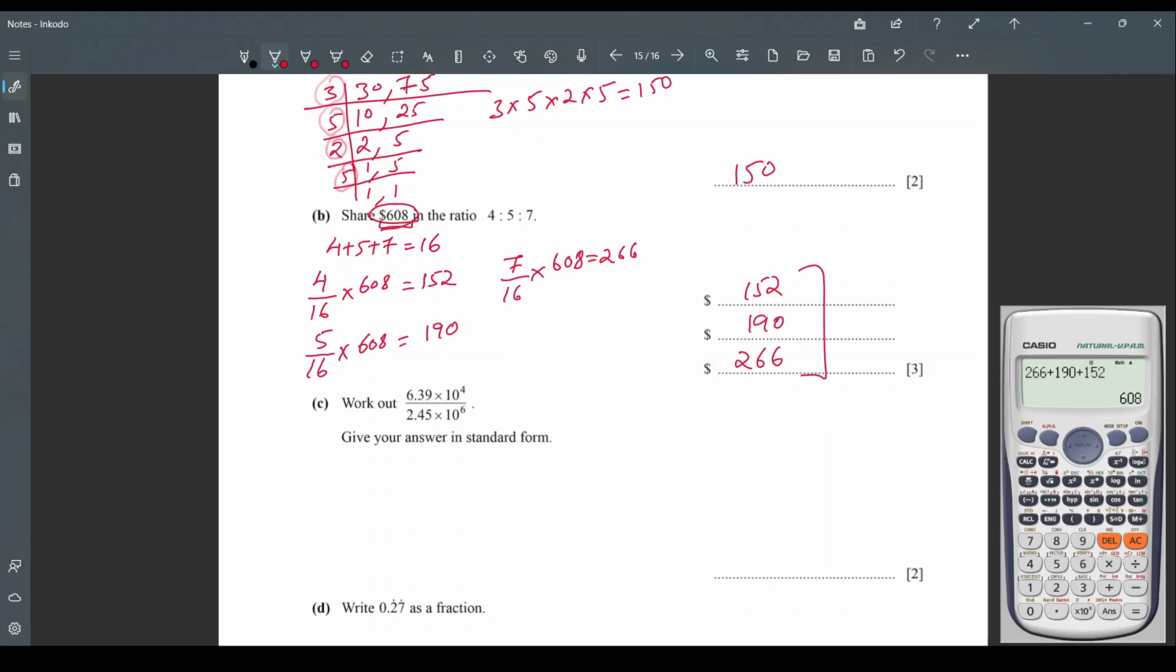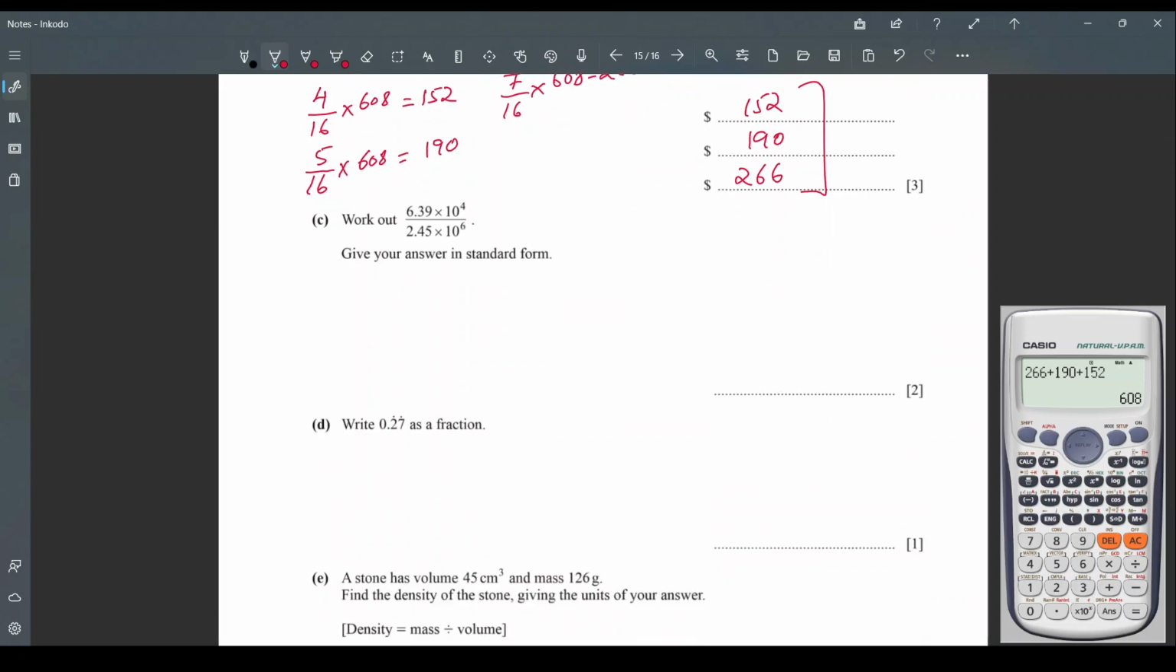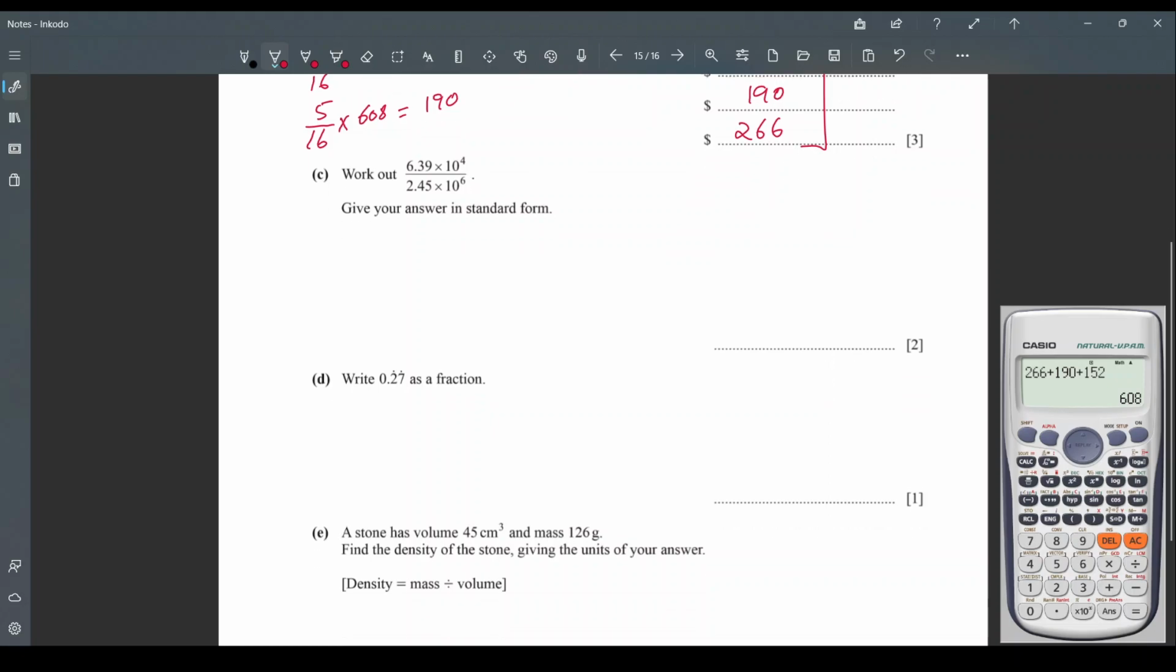So if you add these three and you are not getting the total share, it means that you have made some mistake. Recheck it again. So let's move on to part C. Work out 6.39 times 10 raised to the power 4 divided by 2.45 times 10 raised to the power 6.